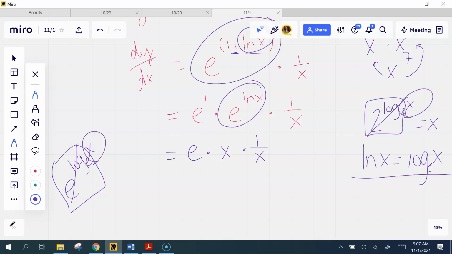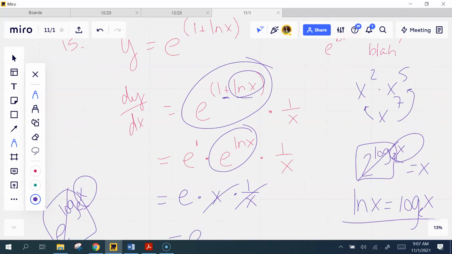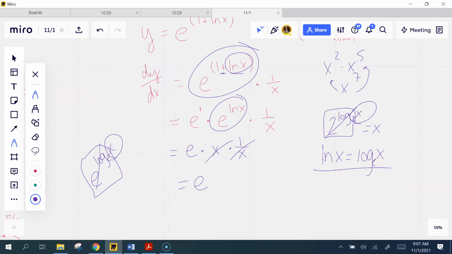Wait, wouldn't the answer be e? So, yes, the answer would just be e, because x times 1 over x is 1, so it just leaves me with e. What will happen is the x would go on top, and x divided by x, well, anything divided by itself is 1. Except for 0, even though 0 divided by itself is 1.